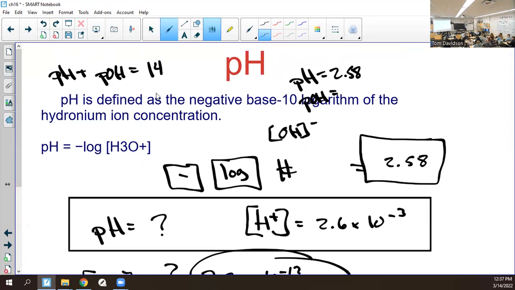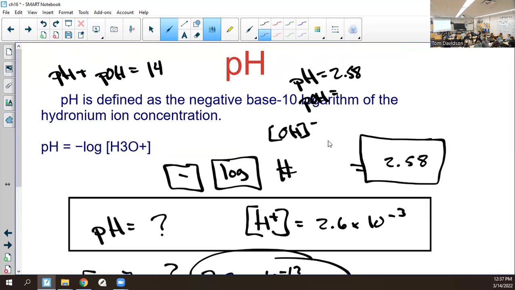If this part doesn't make sense, just do it how you have been doing it. Wait, what does the P stand for? P stands for negative log. P means power, which means exponent, which means I have to use the log function. So it's kind of concentration, but not really. It's a measure of the power of the exponent that the concentration is.